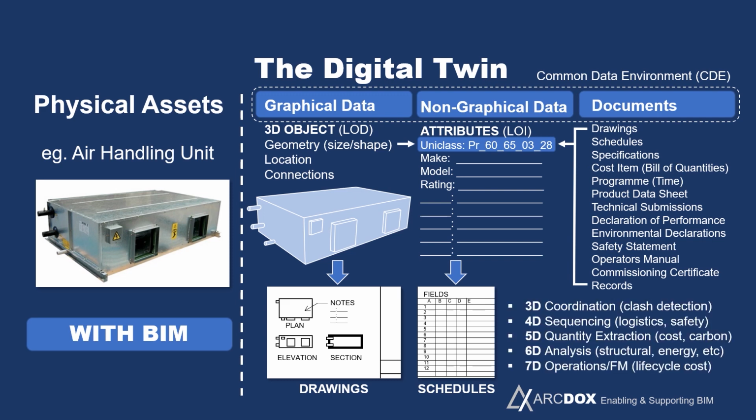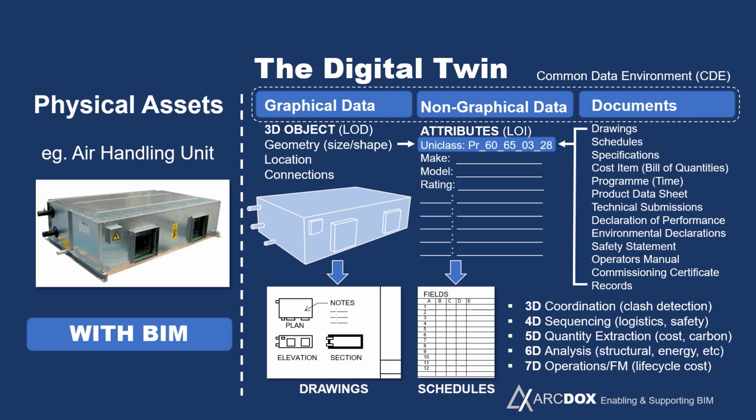And we can do all these things we spoke about in the previous slide, all this fascinating 3D coordination, clash detection, sequencing, quantity extraction, because every object is classified, knows what it is, has the right data attached to it. So that's how the digital environment looks, for every physical product, every system, every element, every entity within the project, if you're using BIM.